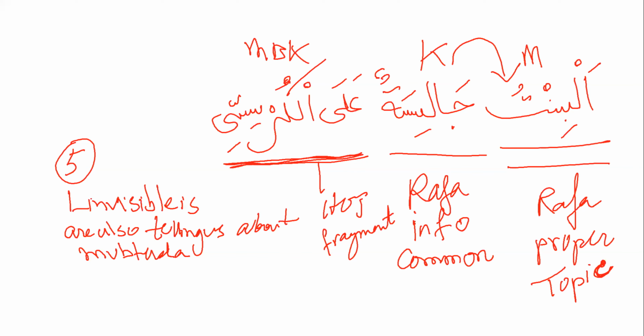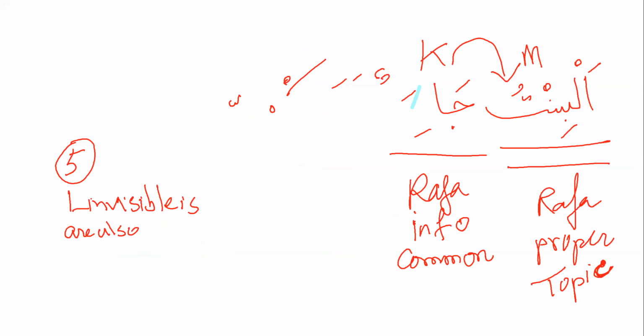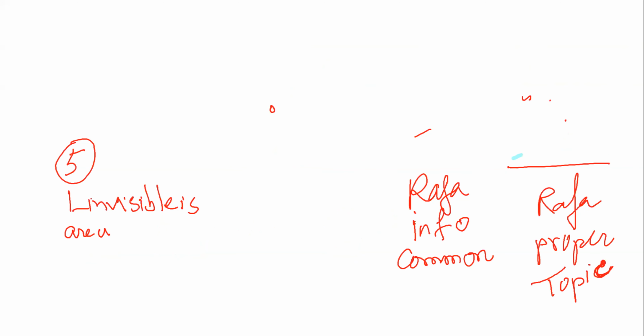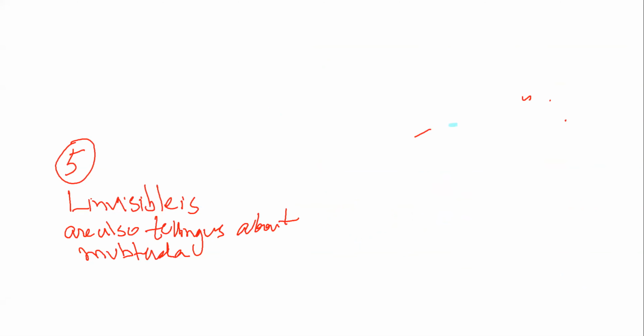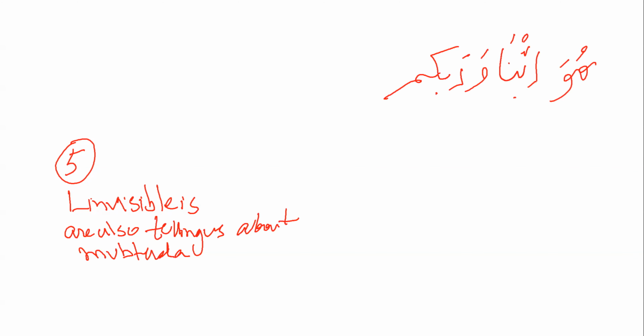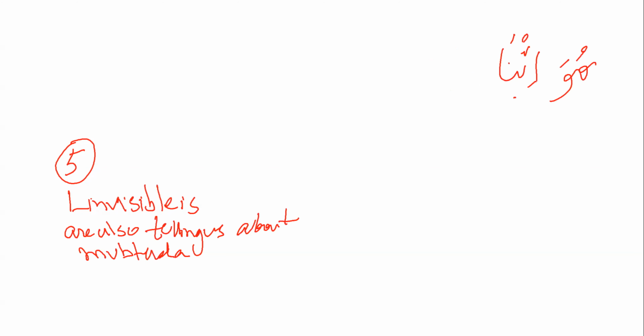Okay. So now we'll see the 5 reasons of invisible is, because that is one of the biggest signs of us being able to identify mubtada in a sentence. So first was, okay, let's just, huwa rabbuna.